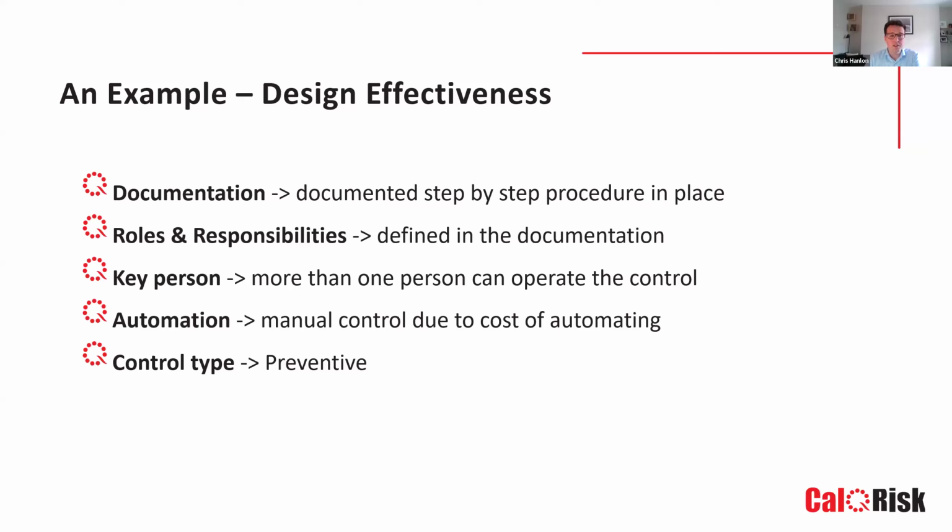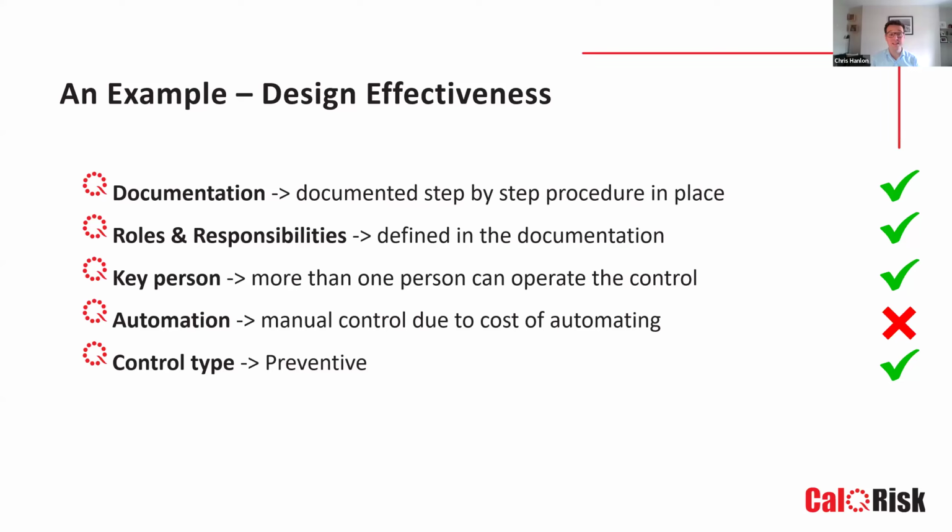If I look at this across the design effectiveness test, and again, as I mentioned, it's not an exact science and it can be somewhat subjective, but I just ran some quick tick marks and X's along the side. So I said, yeah, documentation was solid, roles and responsibilities are solid. There was no key person dependency risk. Control type was preventative, so I put a tick beside that. But unfortunately, the control isn't automated, so it's manual. But it's passed the design effectiveness test, in my opinion.